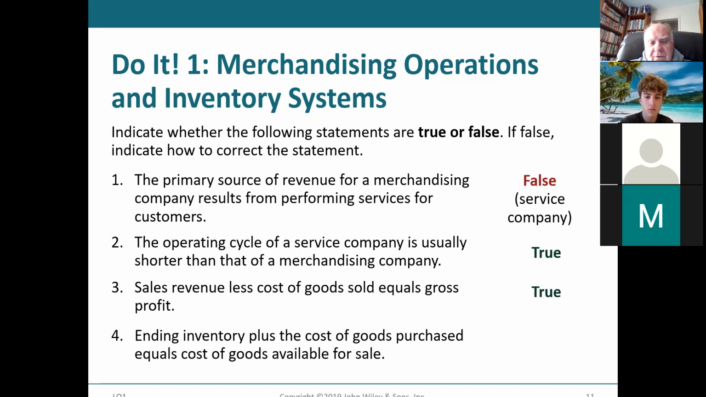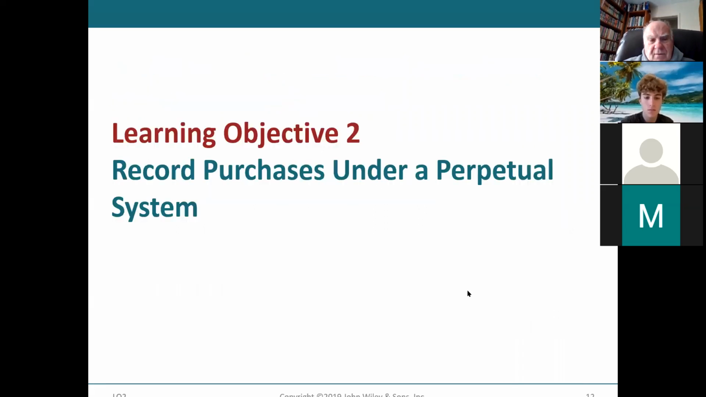Absolutely true. Very important. Ending inventory plus the cost of goods purchased absolutely equals the cost of goods. What? Ending inventory plus cost of goods. Oh, yeah, my bad. Ending inventory plus cost of goods sold equals goods available for sale. Read that too quickly. The key concept here is sales revenue less cost of goods sold equals gross profit.